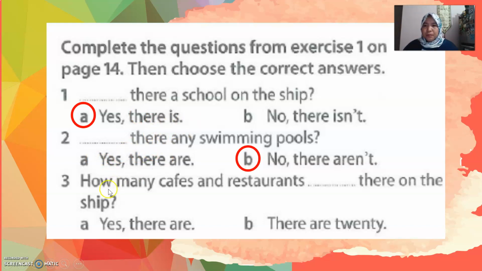And last but not least, how many cafes and restaurants are there on the ship? So, how many cafes and restaurants? How should you answer these questions? Can you answer yes, there are? Or there are 20? So the correct answer would be there are, and then the number of the restaurants. So the answer would be there are 20. B. Alright.